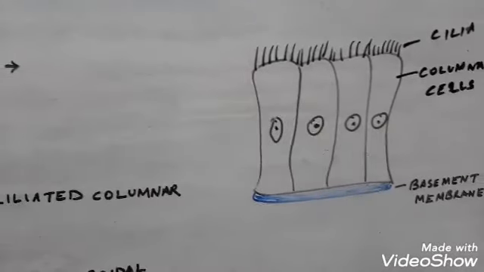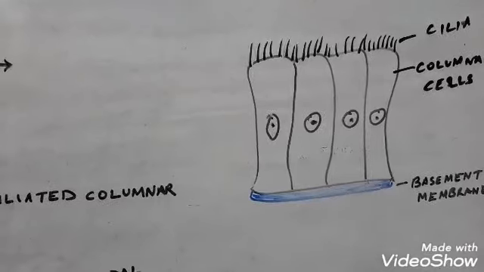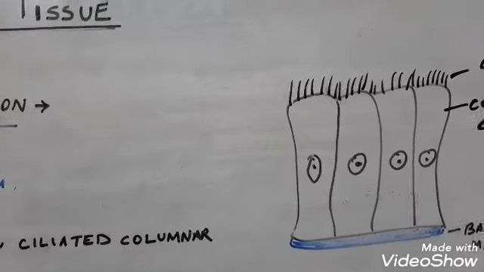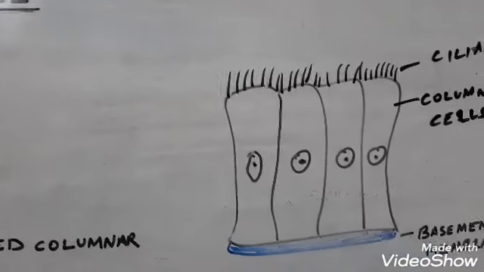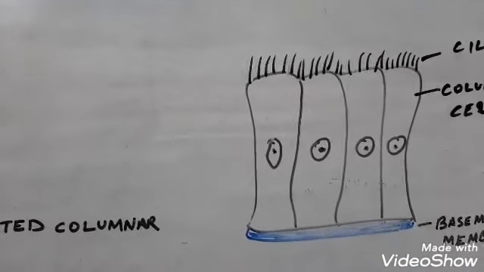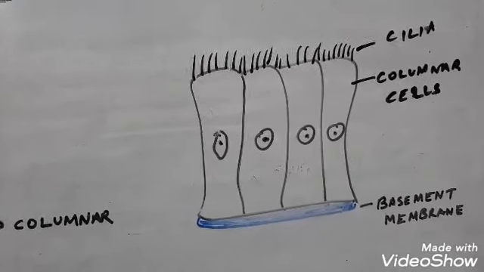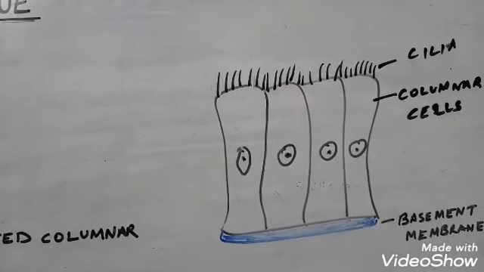So here you can see the structure of the ciliated columnar epithelium. So this is a ciliated columnar epithelium. You can see the column-like cells, the basement membrane, and the cilia present on the top of the cells.